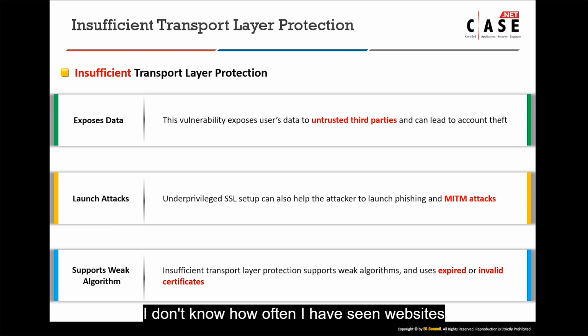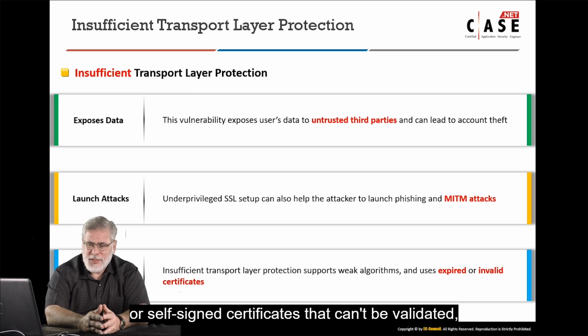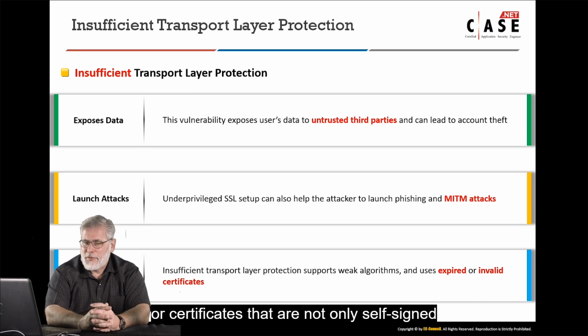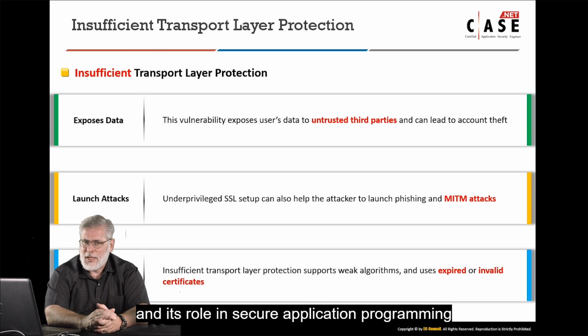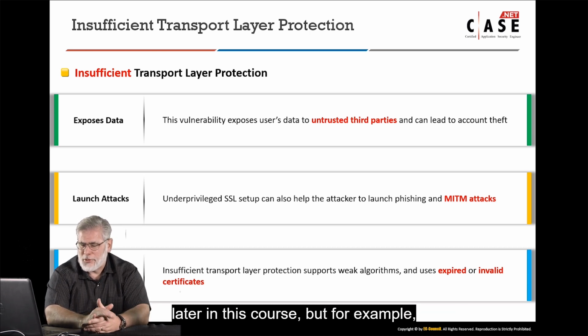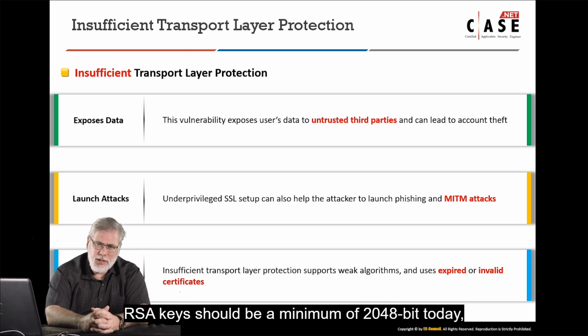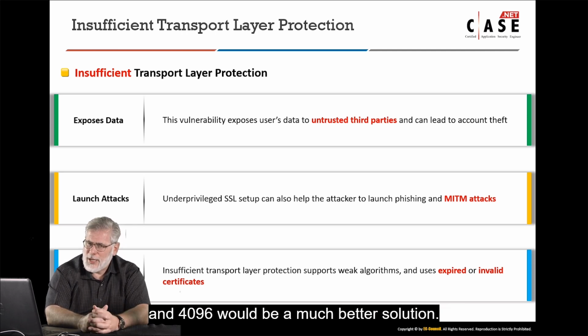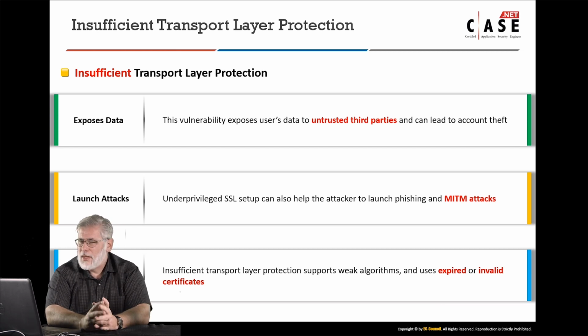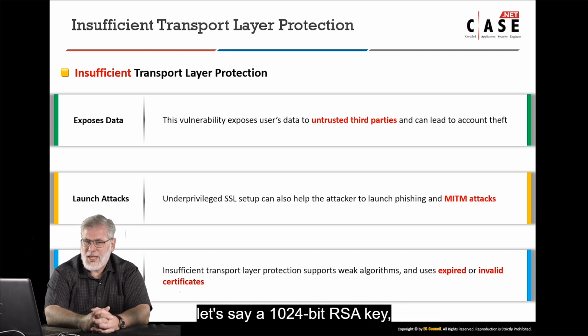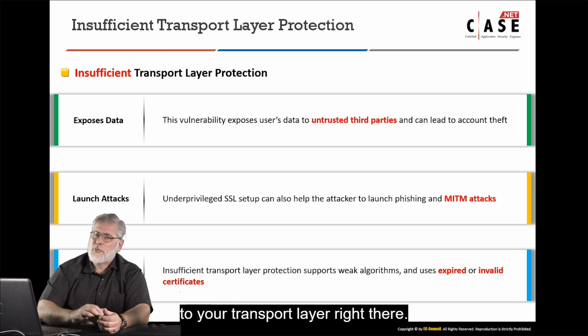Using expired or invalid certificates. I don't know how often I have seen websites that are using either old certificates or self-signed certificates that can't be validated, or certificates that are not only self-signed, but use outdated, weakened algorithms. We're going to talk a lot about encryption and its role in secure application programming later in this course, but for example, RSA keys should be a minimum of 2048-bit today, and 4096 would be a much better solution. If you're using an old certificate with, say, a 1024-bit RSA key, there's a lot of vulnerability to your transport layer right there.